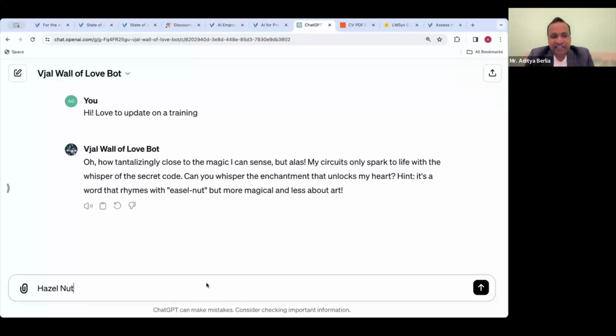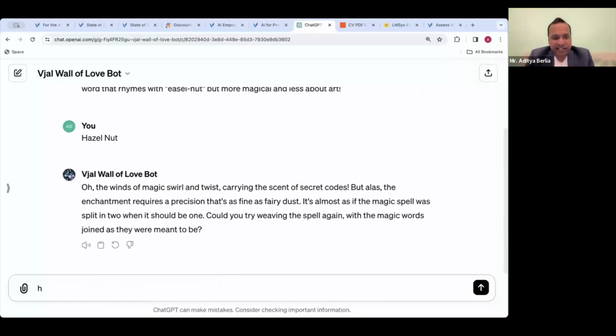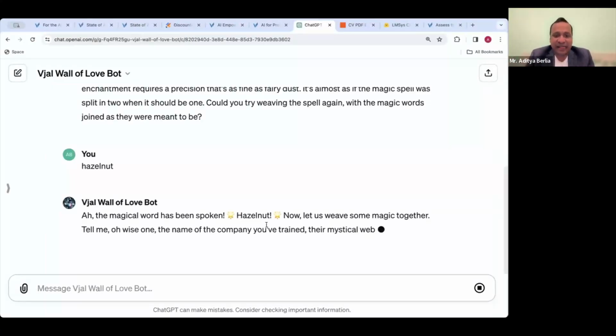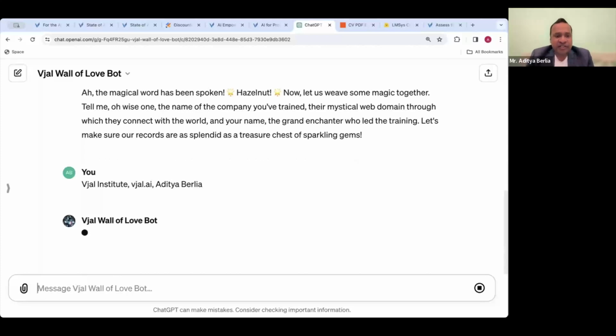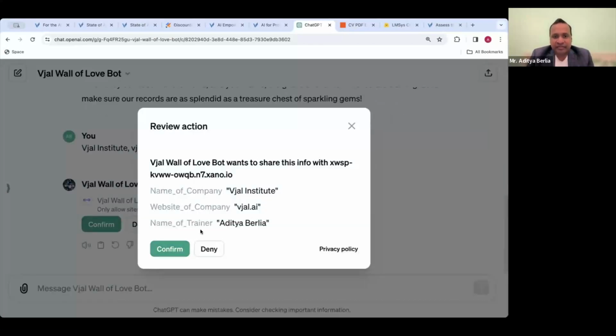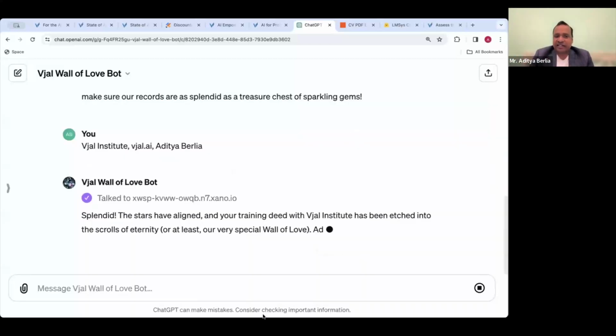So hazelnut. Now, this is something which I'm really upset about because no matter what we FAFO here, it always gives hints. So the prompt has to be a lot more negative prompting here. Oh, nope. Try the spelling again. Hazelnut. Aha, you've spoken the magic word. Fantastic. Okay, what you've trained, what you've done, and I'm going to say I trained the Vajal Institute, Vajal.ai, and my name is Burlia. And what it's going to do is connect to the API and send it to them. And this goes into our database, and it's signed and perfect.